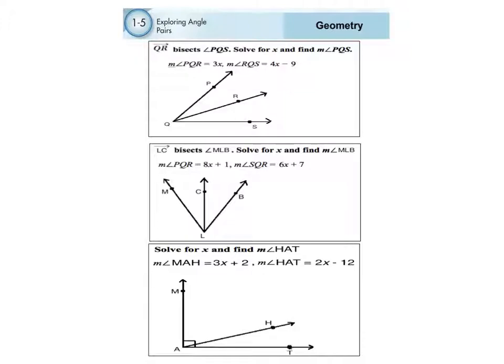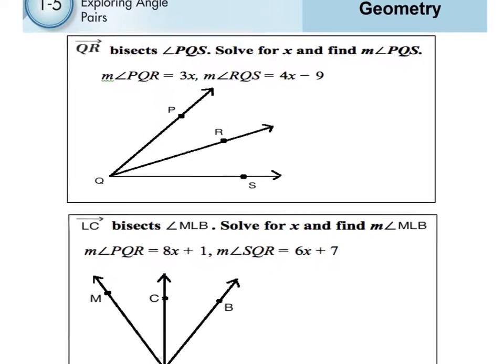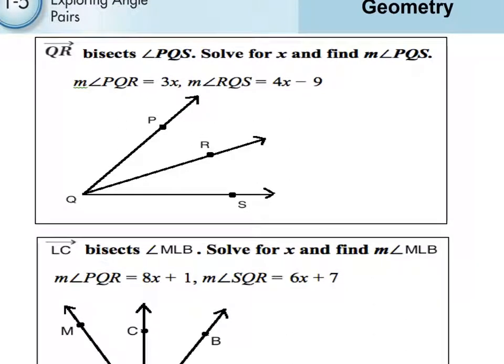All right, so in this example here, it says ray QR bisects angle PQS. Solve for x and find the measure of angle PQS. It says here that PQR is 3x, RQS is 4x minus 9. I'm going to go ahead and put those in here. PQR is 3x, and RQS is 4x minus 9.